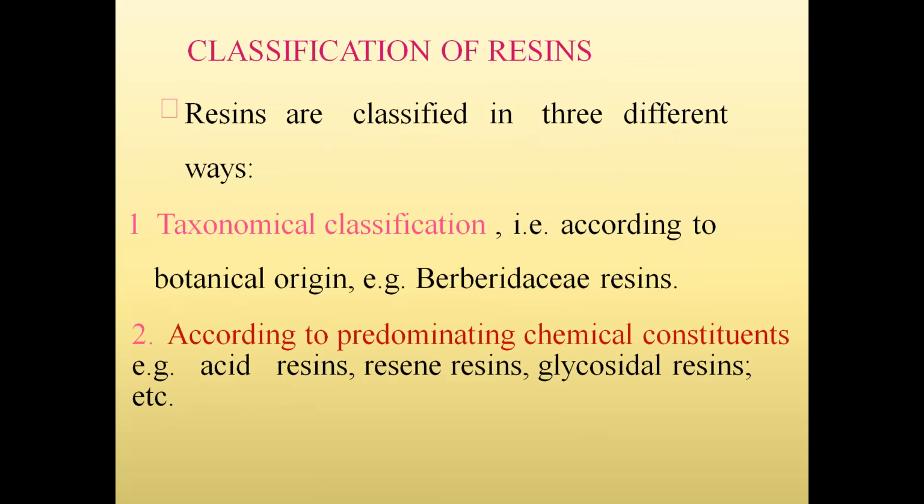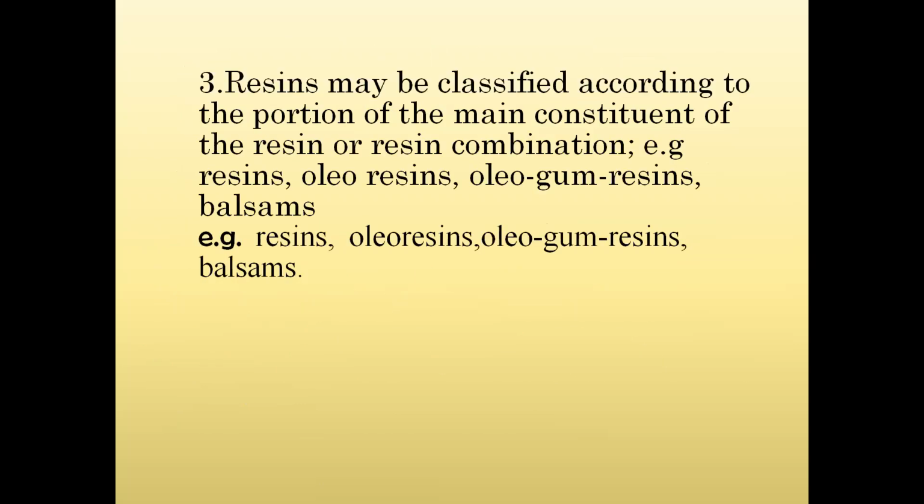Glycosidal means there is a sugar compound also associated with the resin. Third classification is that resin may be classified according to the proportion of the main constituent of the resin or resin combination. Examples: simple resins, oleoresins, oleogum resins, and balsams also. Oleoresins means oil plus resin. Oleogum resins means oil plus gum plus resins. Balsam means there should be balsamic acids present. Balsamic acids are benzoic and cinnamic acids. Then they are known as balsams.